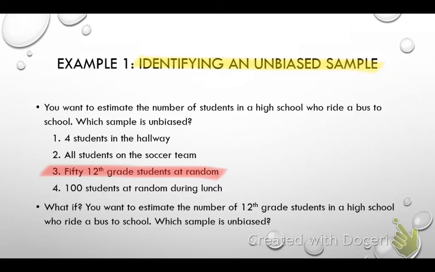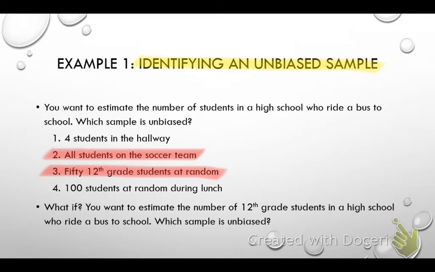What's another one that would be definitely out? Jason? Number 2. Number 2, all the students on the soccer team. Why would you say that one's out? Yeah, again, it's a certain part of the population. It doesn't represent all the students. You're asking students that are in a certain club or on a team. Definitely out. And then what's the last one?